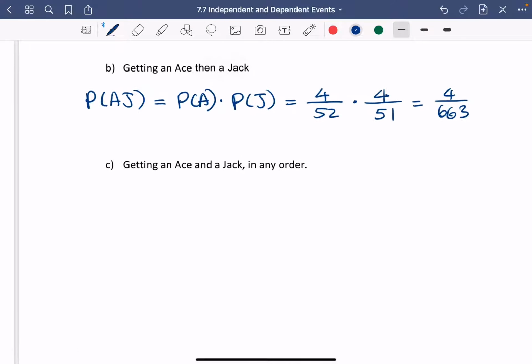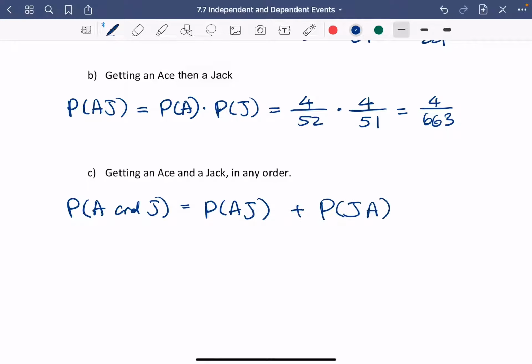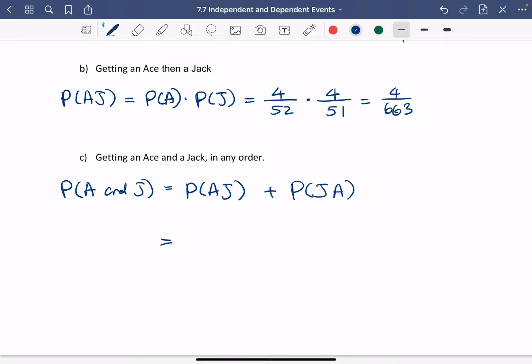Okay, last one. What's the probability of getting an ace and a jack in any order? In any order means you can get an ace and then a jack, and you can get a jack first and then an ace. Well, so we find the probability of each one. The first one, ace and then jack, we found it already. It's over here. So that's 4 over 52 times 4 over 51.